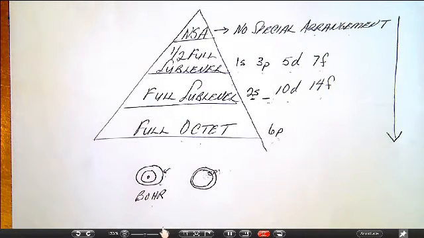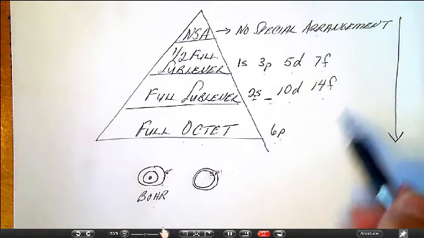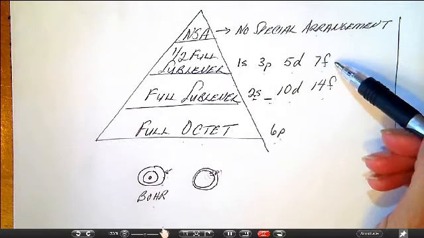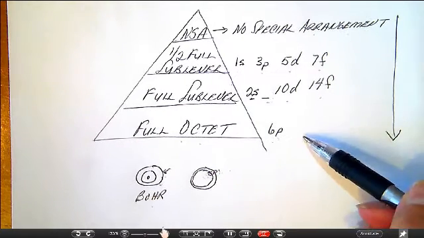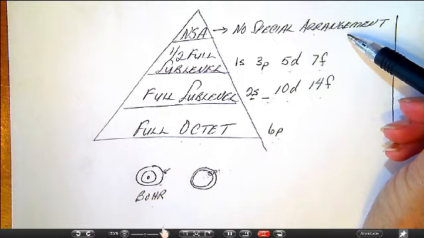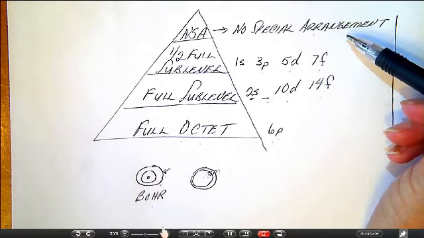If you're using the pyramid of stability and you find that you have an electron arrangement that's not one of these that I've written down, it's not a half full sublevel, or a full sublevel, or a full octet, that means that you have a no special arrangement situation. This is the least stable of all of the electron arrangements.